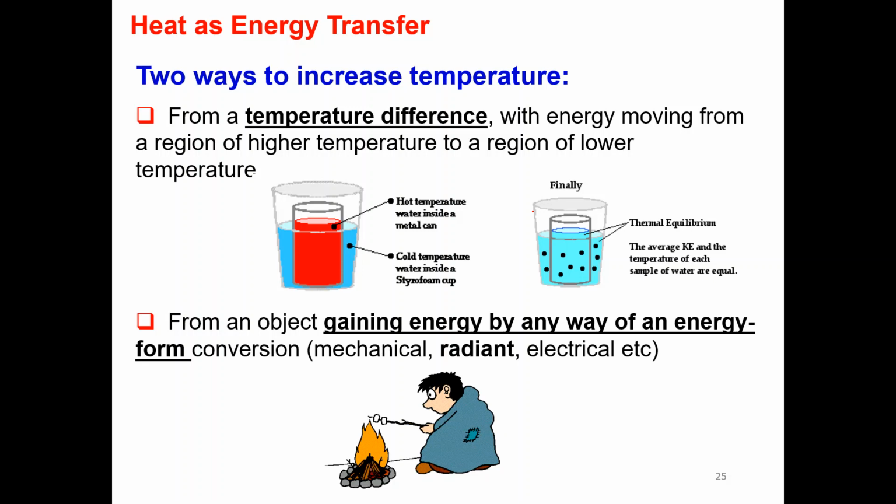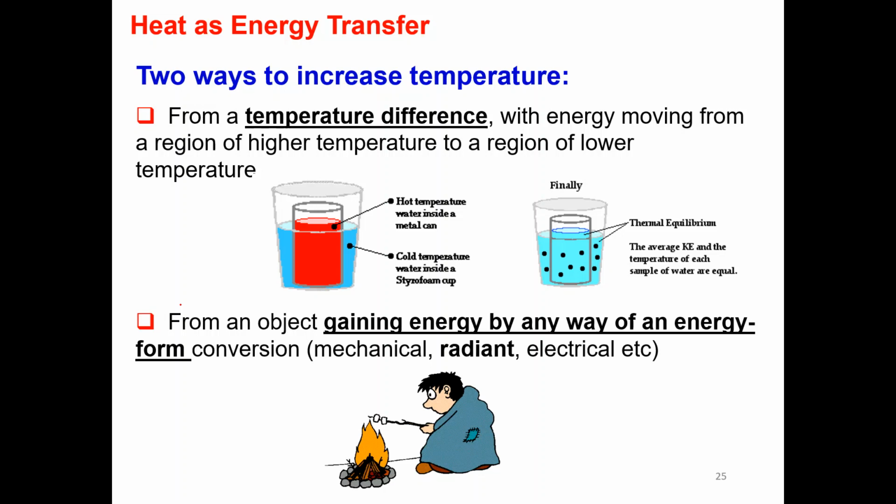There are two ways we can transfer energy. Let's first discuss in what ways we can increase the temperature of some substance or some object. We can increase the temperature if there is some difference in the temperature of the two objects.